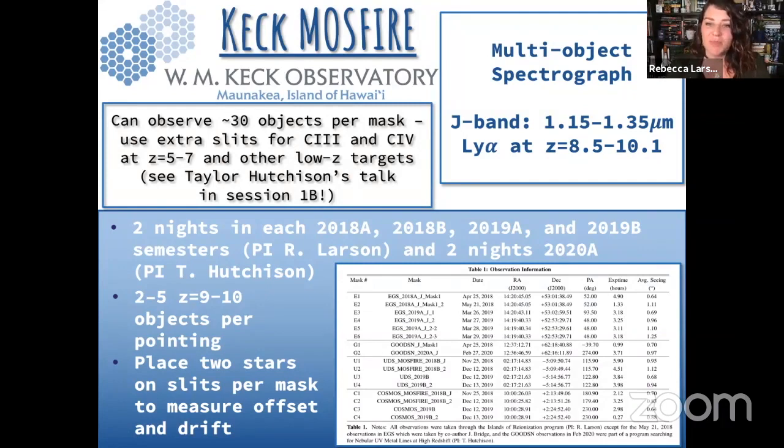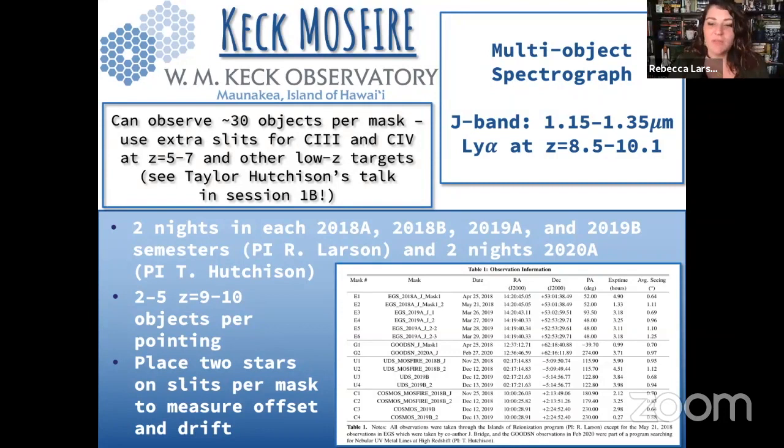So we used the Keck MOSFIRE spectrograph, which is a multi-object spectrograph. We looked in the J band, which is 1.15 to 1.35 microns, which corresponds to a Lyman alpha emission around redshift 8.5 to 10.1. We can actually observe about 30 objects per mask, but we only have about 2 to 3, maybe 5 if we're lucky, of our redshift 9 to 10 objects that fit in one individual pointing. And so we filled the slits with some lower redshift 5 to 7 galaxies, looking for UV nebular emission lines like carbon-3 and carbon-4. And again, I encourage you to watch Taylor's talk later today about that science.